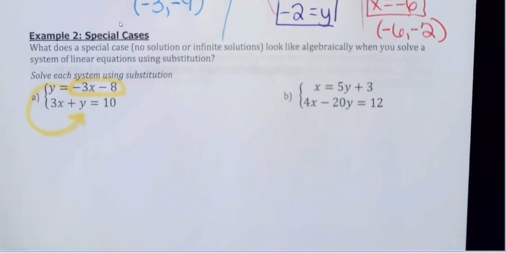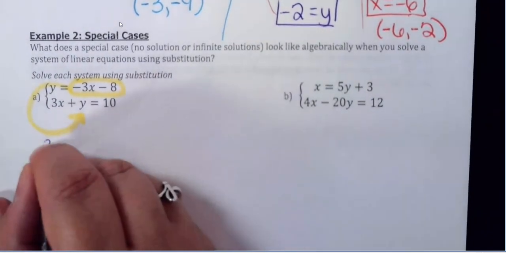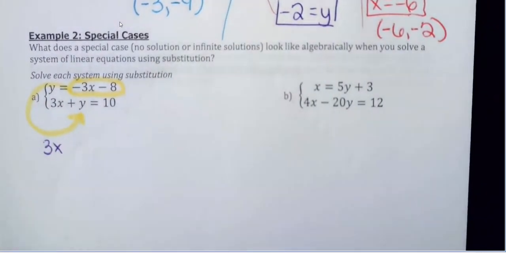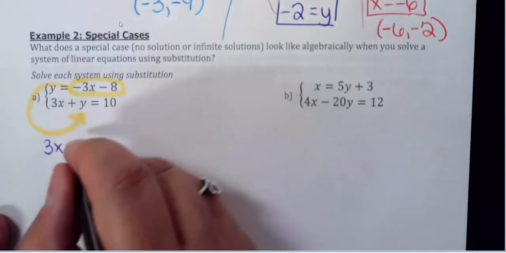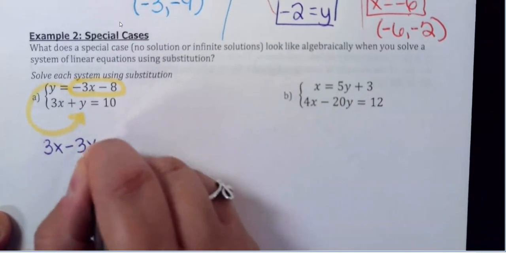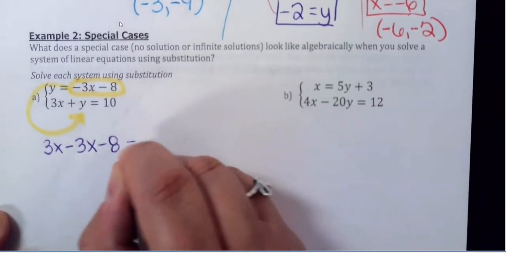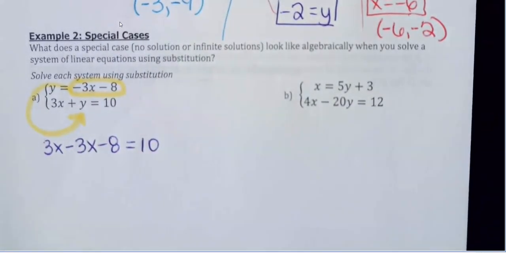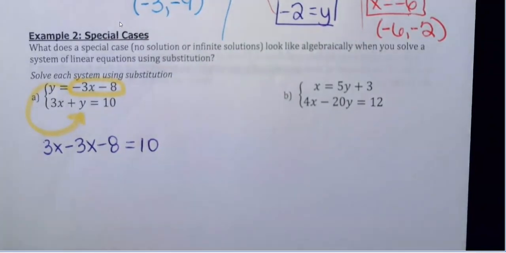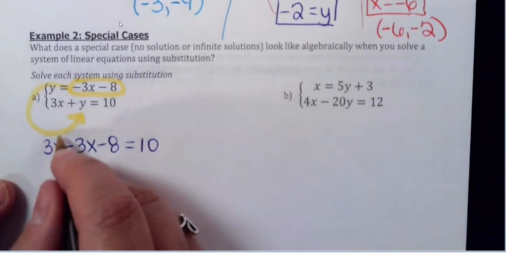And when I do that, it's just a plain y by itself. So I can really just copy that expression. There's nothing to distribute or anything like that. It's literally just plus y. So y is negative 3x minus 8. And then that whole equation on the second line is equal to 10. Okay, here's the deal. The 3x minus 3x cancel each other out.